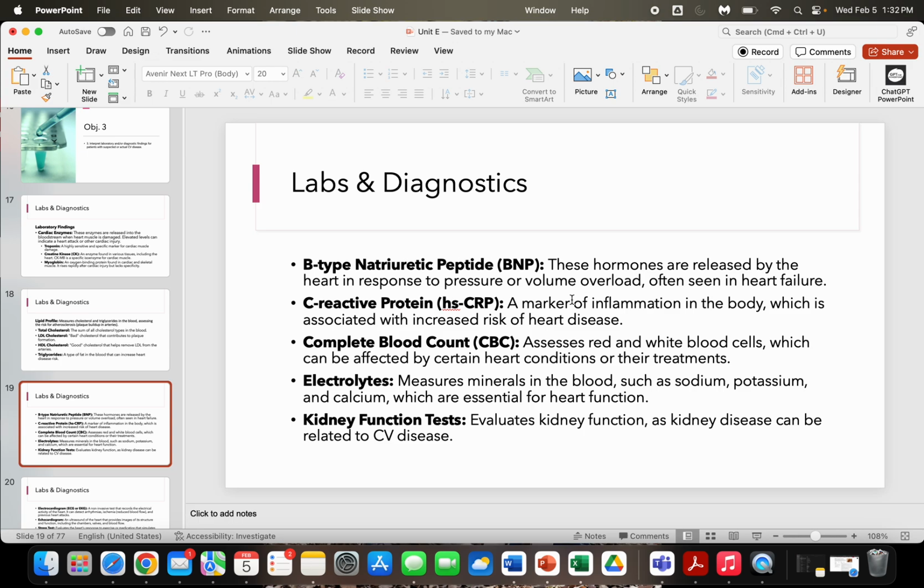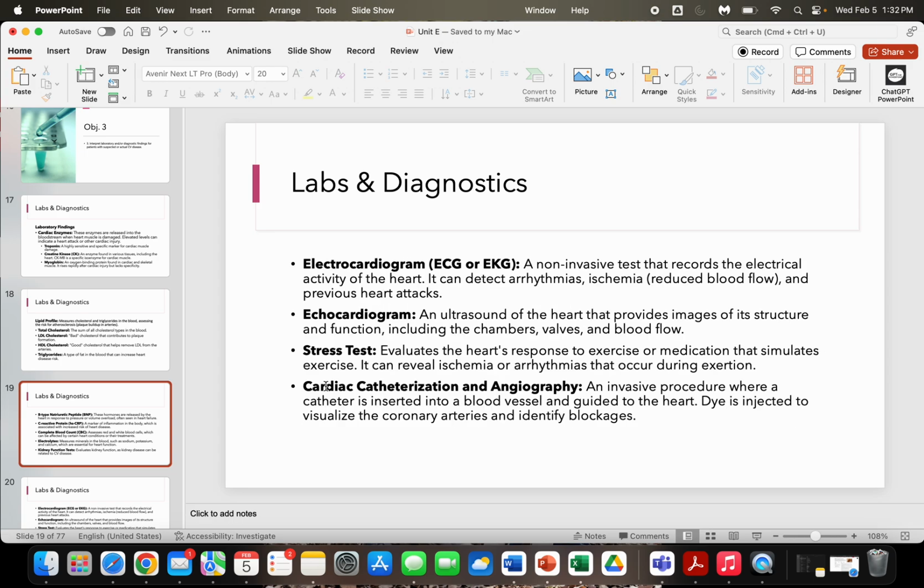So if our system becomes overloaded, our heart releases that enzyme, releases that hormone, and it shows up in our blood, okay? So that will differentiate between if it's respiratory in nature or cardiovascular in nature. A CRP is an inflammatory marker that they'll often do to determine if a patient's at risk for heart disease.